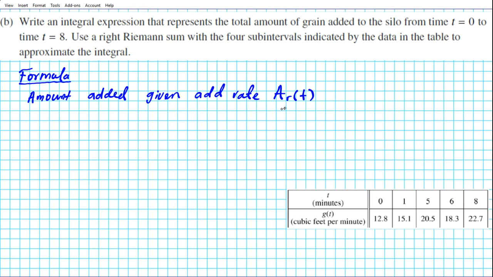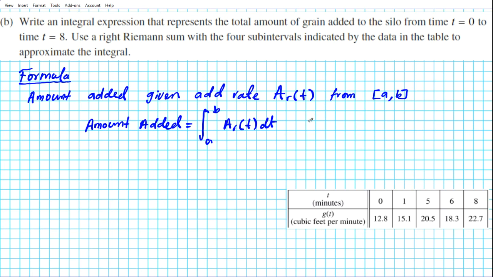So the amount added given an add rate, the amount added from A to B with the add rate of r of t, is given by the formula. So we're accumulating. When you're accumulating, you're going to use the integral. So the integral from A to B of the add rate r of t dt. This integral represents the amount that's added, accumulating this rate over a period of time.